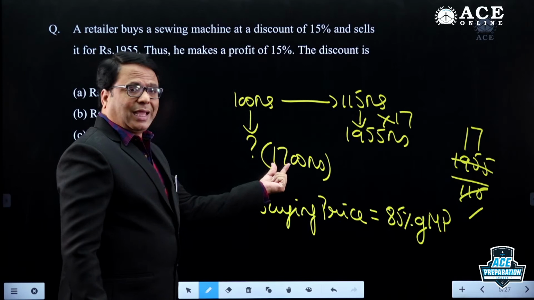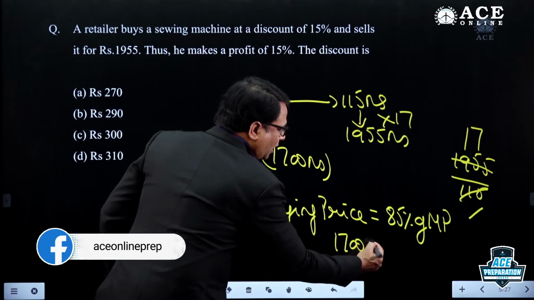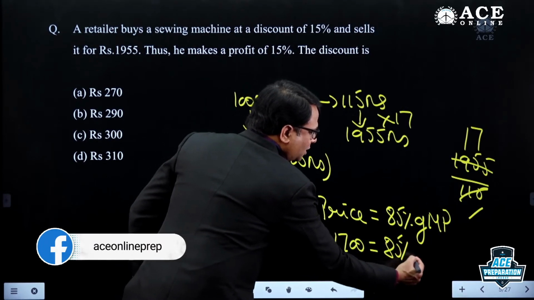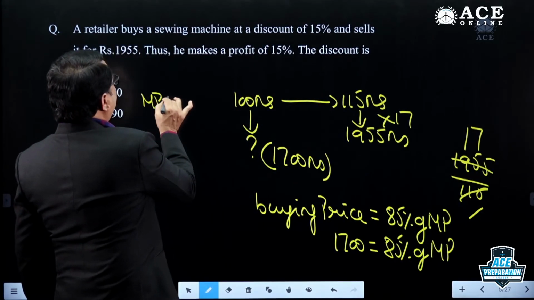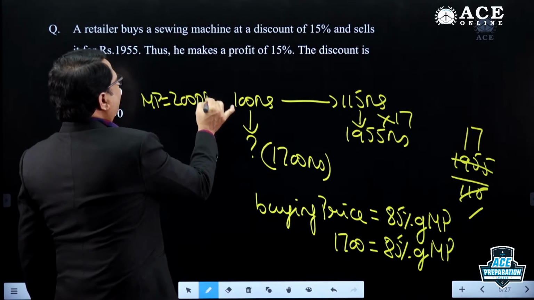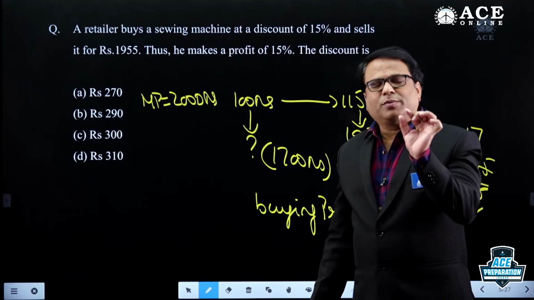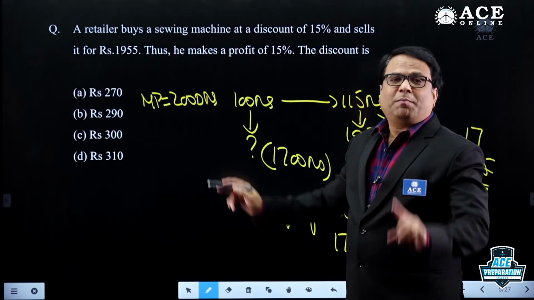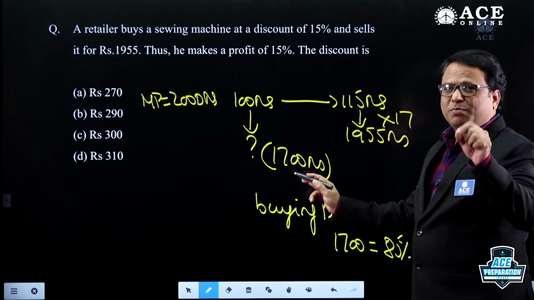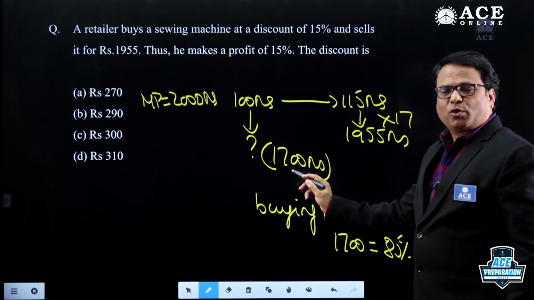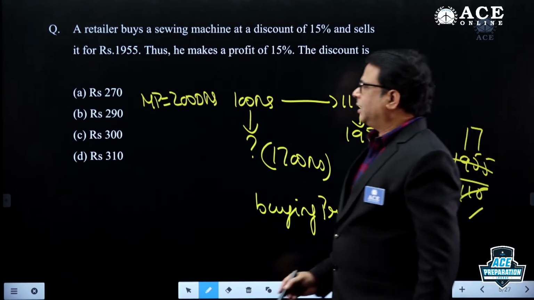But the buying price we already calculated. What is the buying price of the retailer? 1700. So I substitute 1700 on the left side, equal to 85% of market price. And when you calculate, you get the market price as 2000 rupees. So the market price of the sewing machine is 2000 rupees, but the retailer is getting it for only 1700 rupees. That means the discount received by the retailer is 300 rupees.